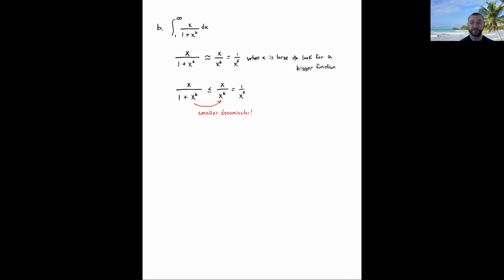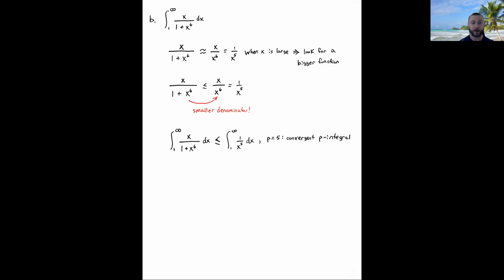All right, so we're going to use our same trick that we addressed earlier in this video. We can make our denominator smaller by getting rid of the +1. When you make your denominator smaller, that gives you a bigger quantity or fraction. So we get our comparison here. Our function, x divided by 1 plus x to the 6th, is certainly less than or equal to 1 over x to the 5th.